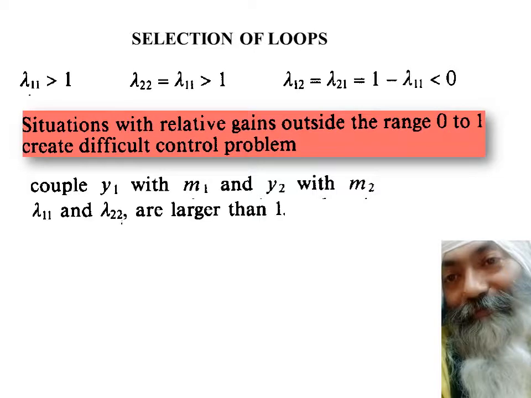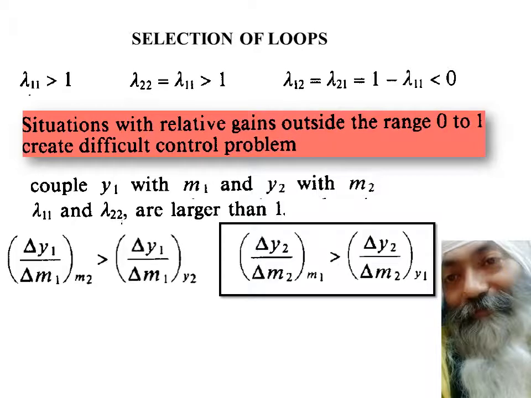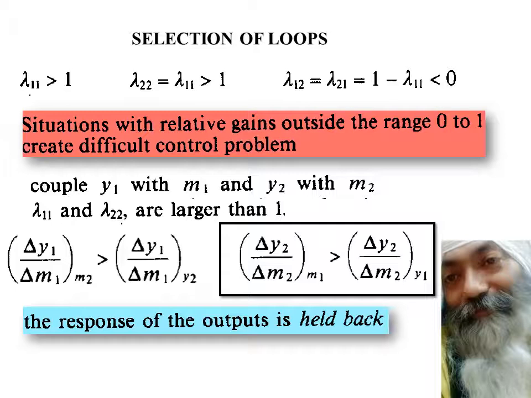So this is the control issue with it: once these relative gains are larger than 1, in both the cases, whether I take coupling of 1 with 1 or coupling of 2 with 2, the indirect effect is actually negative, and the denominator therefore is getting reduced as compared to the numerator, and that is what we call the holding back effect. And this holding back effect is going to create issues.